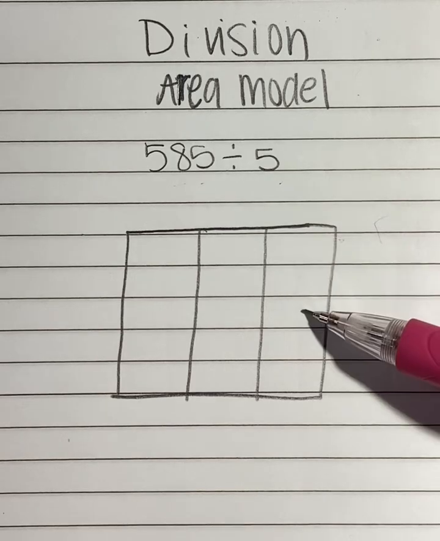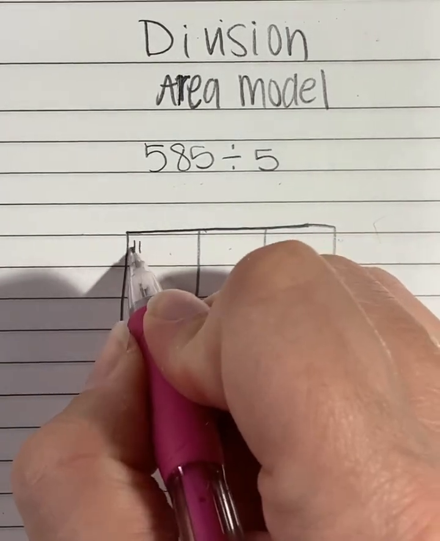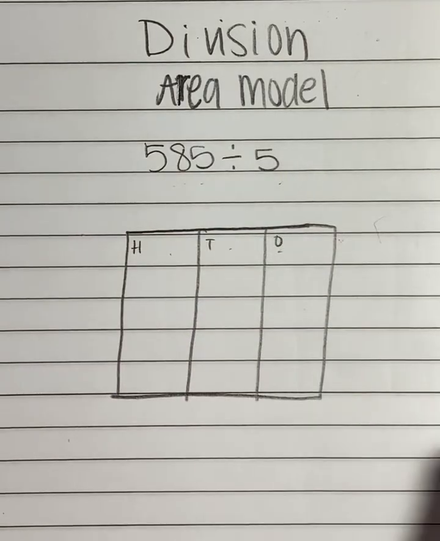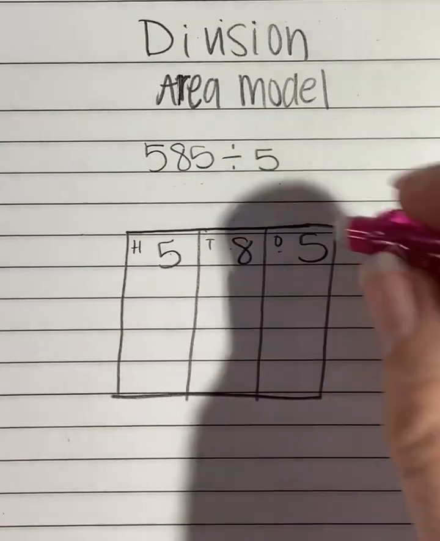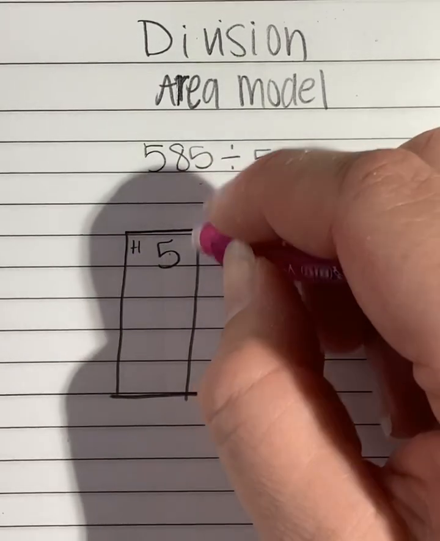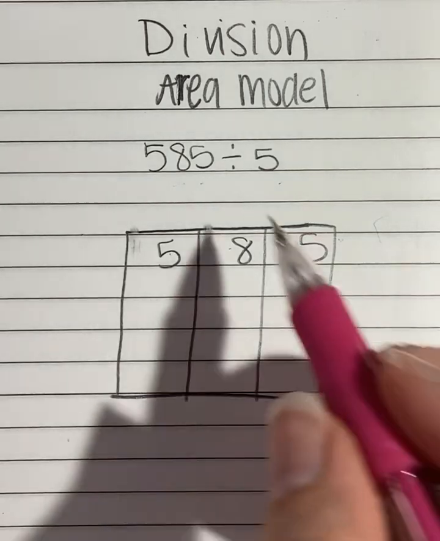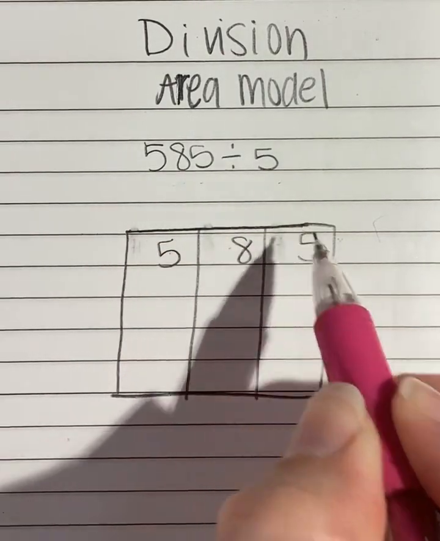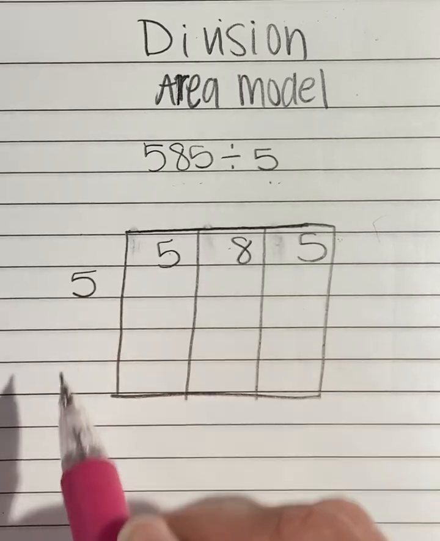and you see I have these 3 boxes that I've drawn, okay? At the top of each box, I can write hundreds, tens, ones, but your kids could also just do 585. Sometimes I feel like having that H, T, and O there is a little confusing. Most of our kids are really good with place value, so they don't need it. But if your child is struggling with place value, they can always write that in there. And then our divisor of 5 is going to go on the outside of the box.